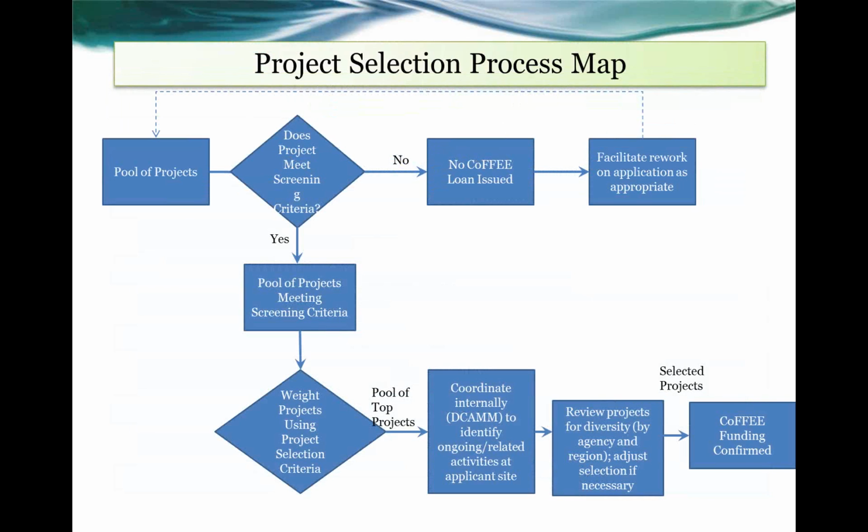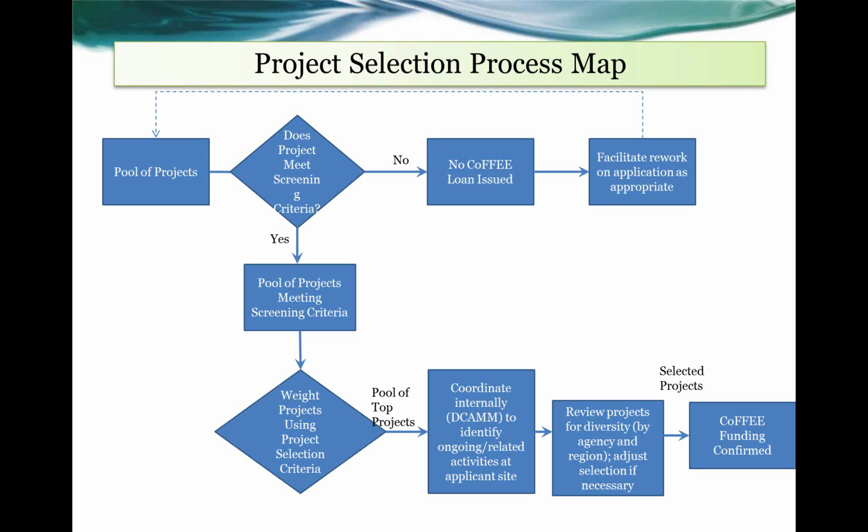Briefly on just the selection process, we get a pool of projects and a pool of applications. Does it meet our screening criteria, which I'll go over in the next slide? If not, we'll go back to the facility and let them know what they're missing, and how they can improve their application so they can resubmit it. We definitely don't want to kick anyone out on the first submittal. I'll be available to go over how they can improve or what they're missing.